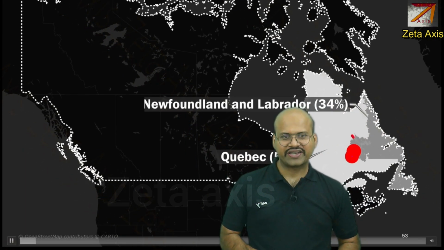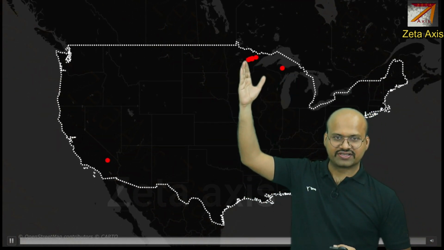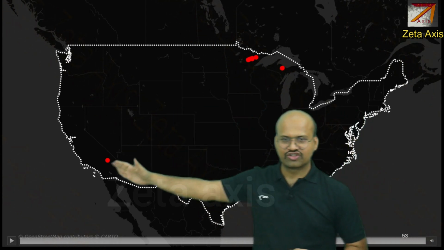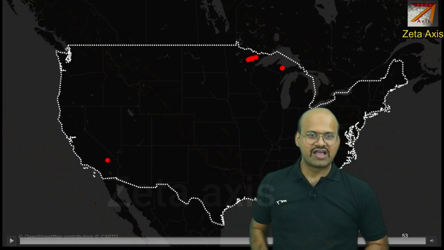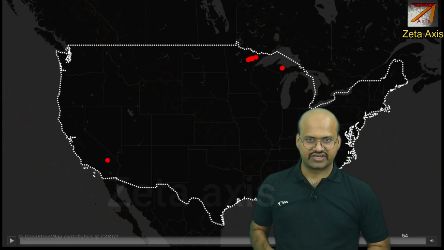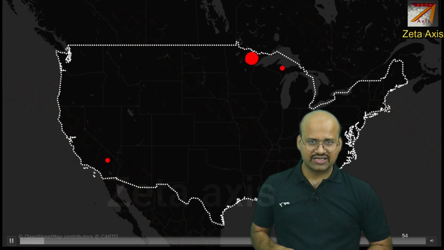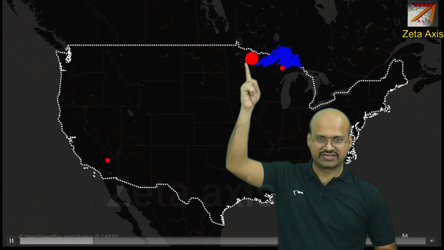Next is the United States. So let's see the United States, and we know that in the United States, the iron reserves are found in the Lake Superior region. This is Lake Superior, and here we have these deposits. There are also deposits over here, but these are the significant sources of iron ore in the United States. Even if we see the production record, then we can clearly see that most of the iron ore is produced from the Lake Superior region.